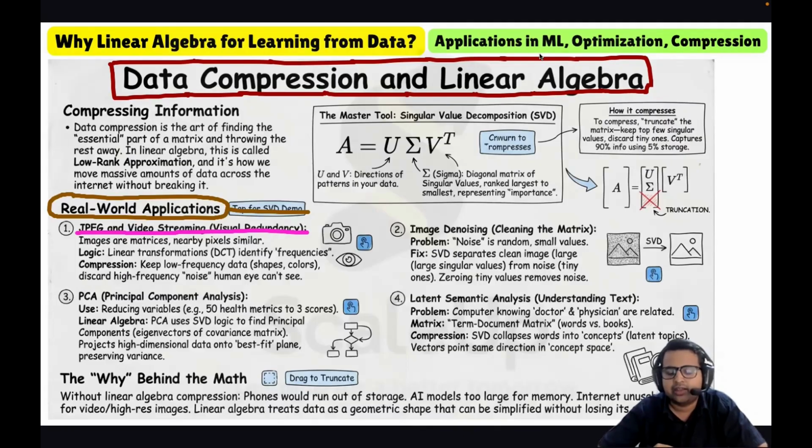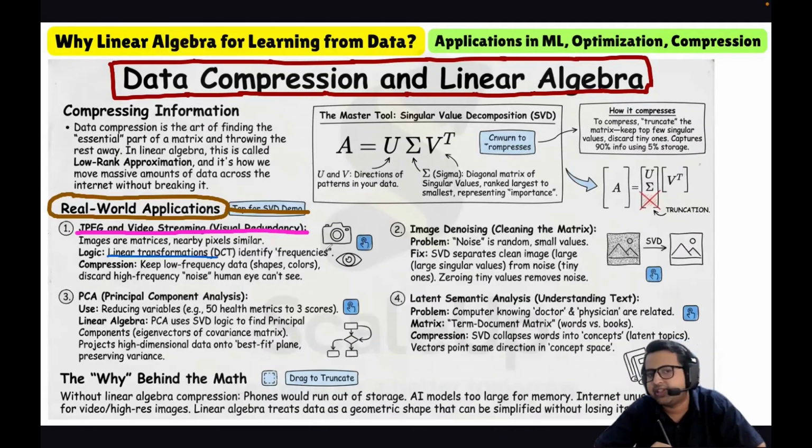eye can't see anyway. So the idea is very clear how we do data compression in JPEG and video streaming. We perform linear transformation, and we make use of something called the discrete cosine transform, which will identify the frequencies.